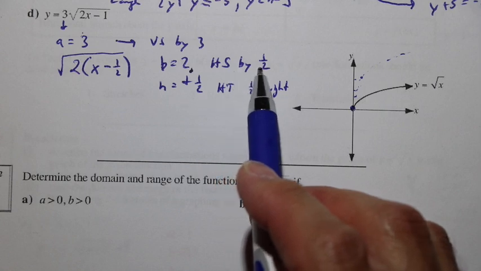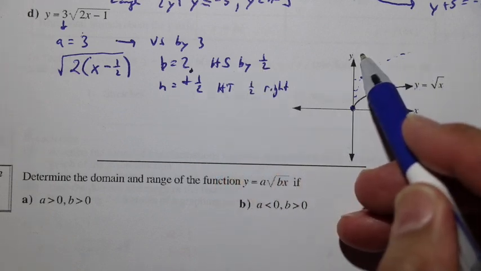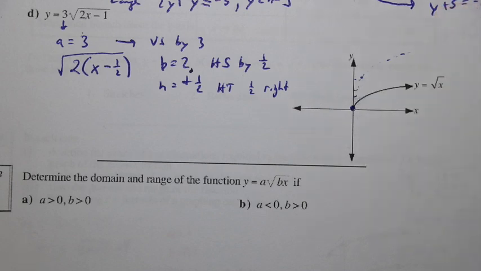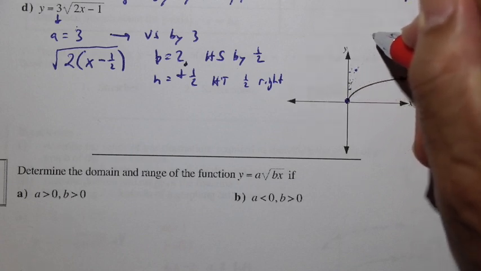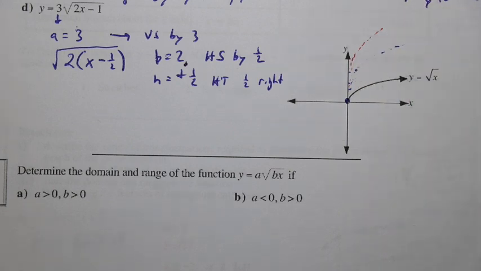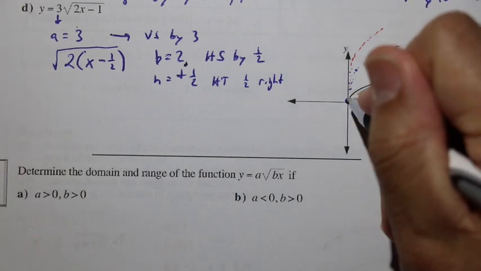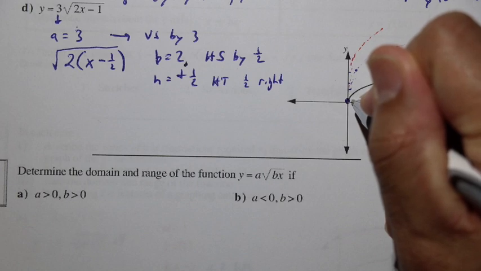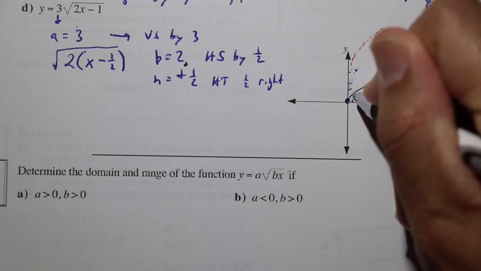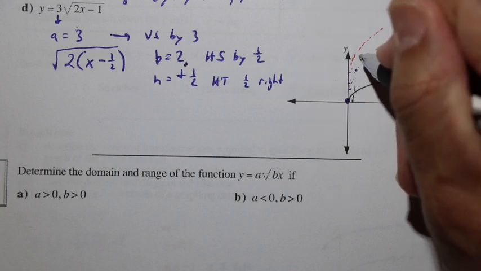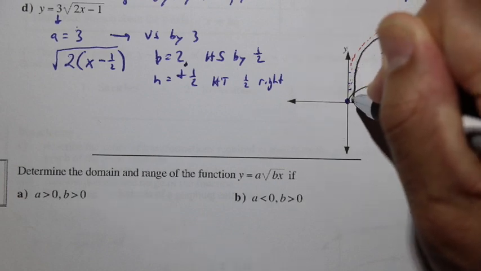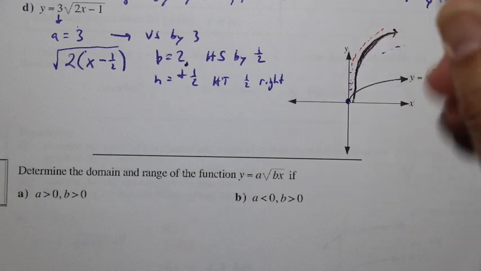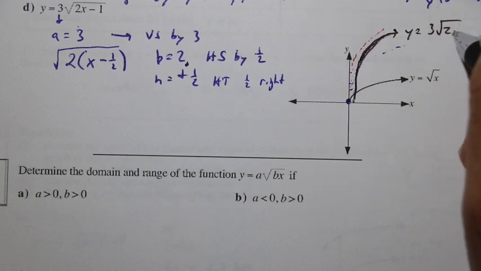Then we have a horizontal stretch by 1/2, which brings it closer to the y-axis. So maybe I'll do it in a different color. Now you have this thing happening here, and then it's 1/2 of that. So it's right over there. And then, after that is a horizontal translation to the right by 1/2 unit. So instead of being at 0, 0 here, it's now at 1/2, 0. So right there, but still going this way. See it right there. So this is our y is equal to 3 square root of 2x minus 1.